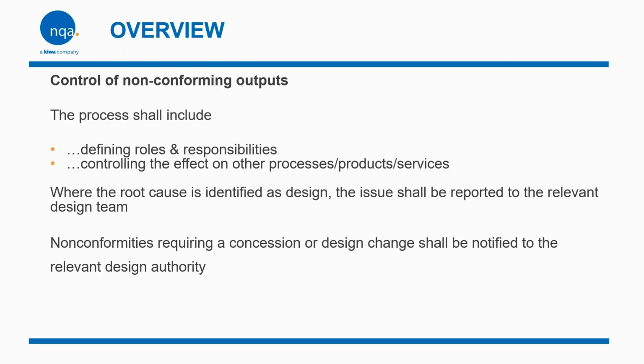So, control of non-conforming outputs. Processes shall include defining roles and responsibilities, controlling the effect on process, products and services, and where the root cause is identified as design, the issue shall be reported to the relevant design team. Non-conforming notification of concessions or design changes must be notified to the relevant people.